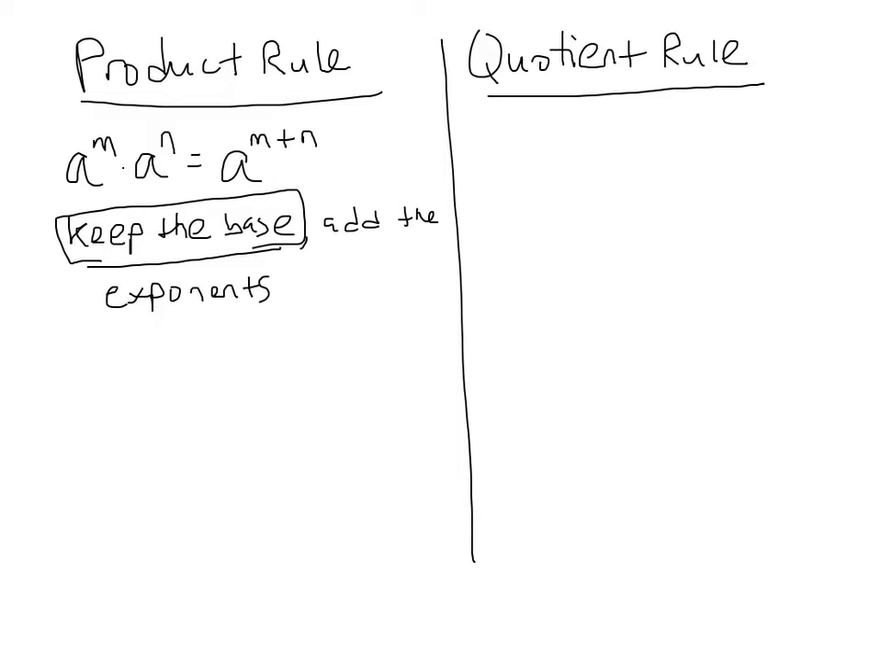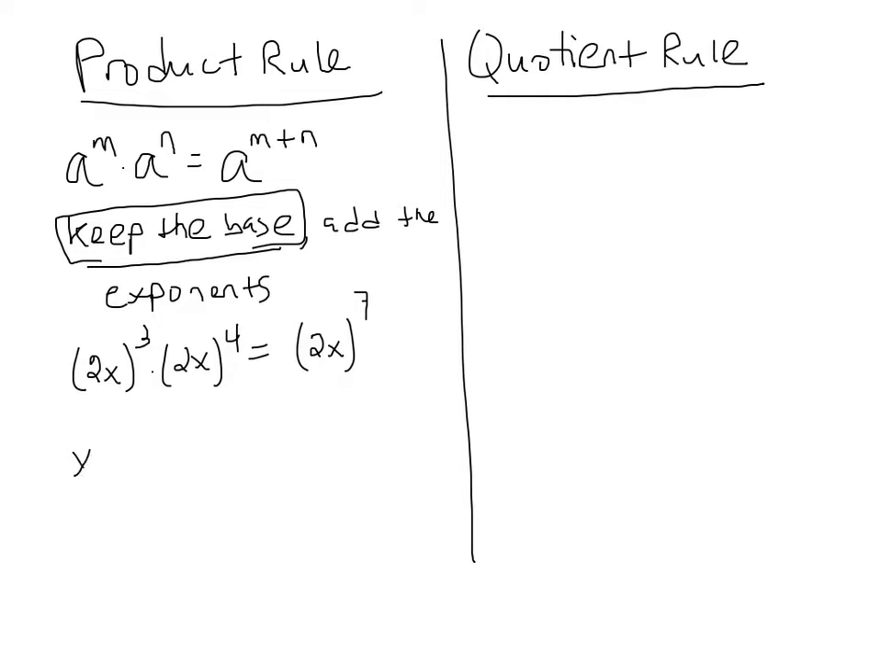So anytime you say the product rule, it's important to say the whole product rule, which is keep the base, add the exponents. So that if we are doing (2x) to the third times (2x) to the fourth, we know to keep the base 2x and add the exponents and get 7.